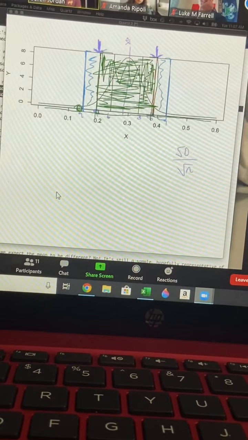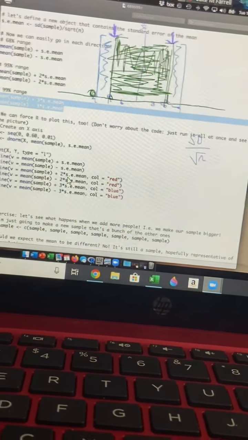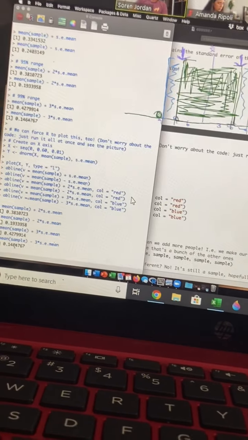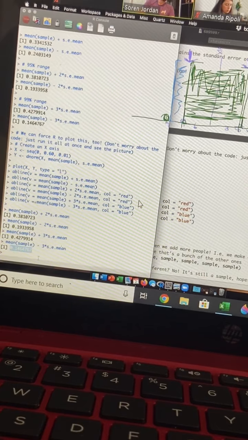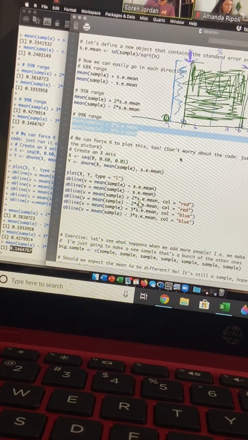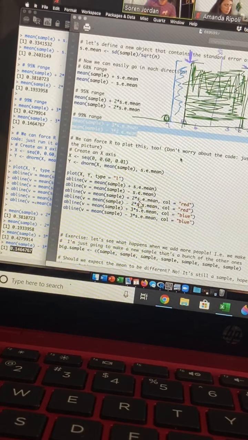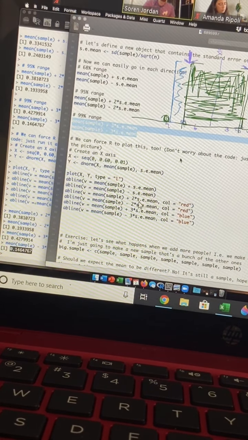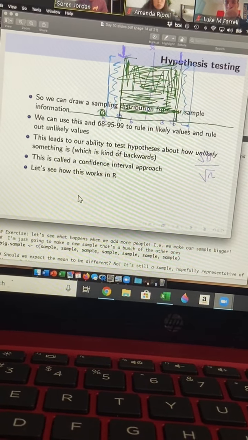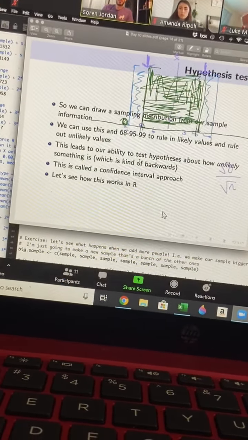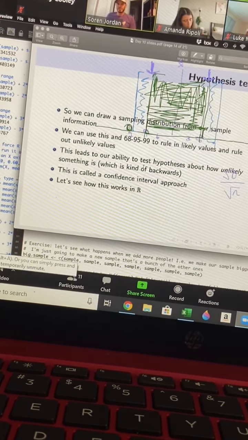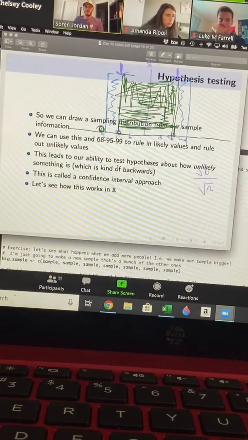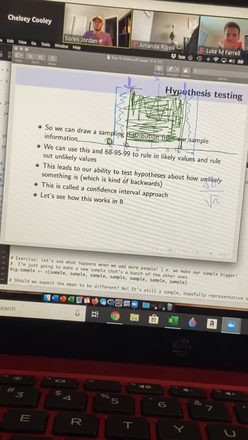I could run this again, just making R do the math for me. So I'm 99% sure that the population is between 0.146 and 0.427. And then I would just see if that includes or doesn't include whatever number it is that I'm interested in. Does this idea of using this to test hypotheses make sense? Does it feel okay? What questions do we have about how this works and what this is doing?